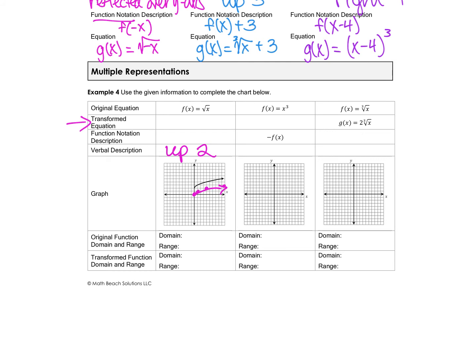We're going to write the transformed equation. So g of x. We're going to have square root of x, and it went up 2, so plus 2 on the outside. Your function notation, which means just leave it as f of x, which is your original, and we added 2 to it.